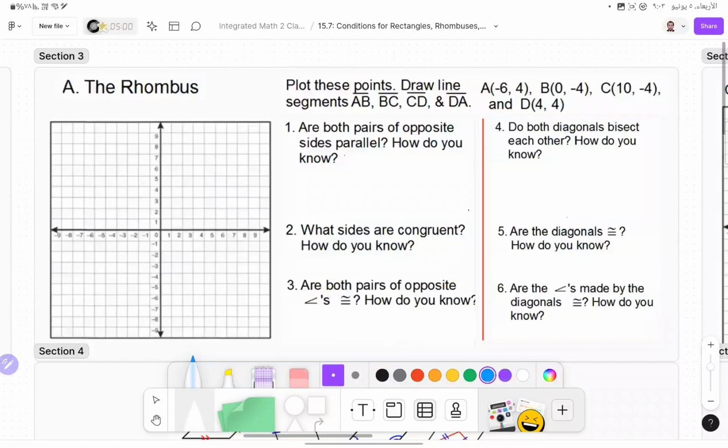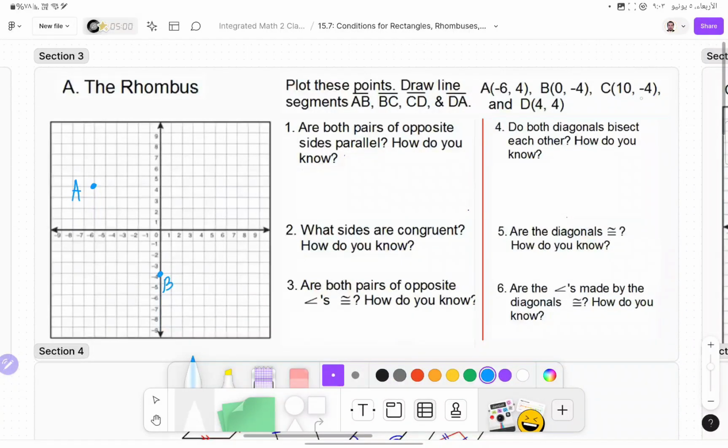Now the first thing, let's graph the rhombus. The first step we need to do is plot the points. So plot these points to draw line segments AB, BC, CD and DA. So for A, -6 is here, then 4 should be here. So this one here is point A. Then B is at -4, 0, so -4, 0 should be here.